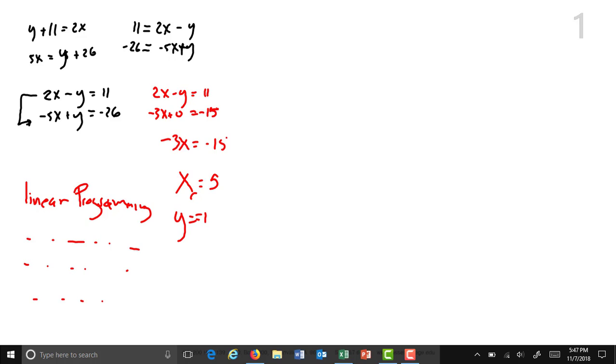So let's try one now. That's like the very beginning. Let's try something here. They have this thing called the alternative method. Okay, so that tells us basically you're going to have a process of elimination now.